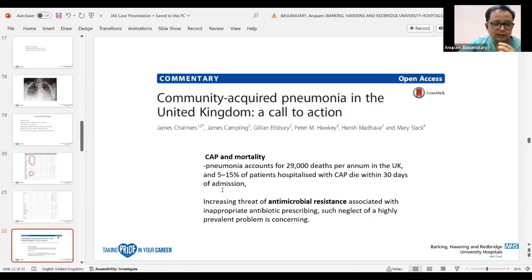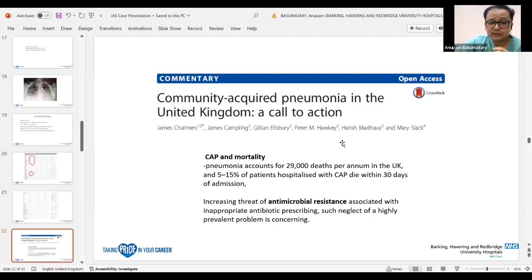It's coming to a point regarding all our patients, especially in the UK. Community-acquired pneumonia remains a big problem. I think one of the recent publications, where some of the prominent leaders wrote an article regarding the problem of community-acquired pneumonia in the UK, noted that there are almost 29,000 deaths in the UK, and of those, 5 to 15% are hospitalized with CAP, and they have very high mortality and die within 30 days of admission.